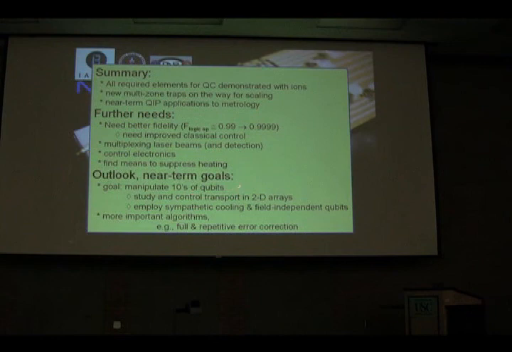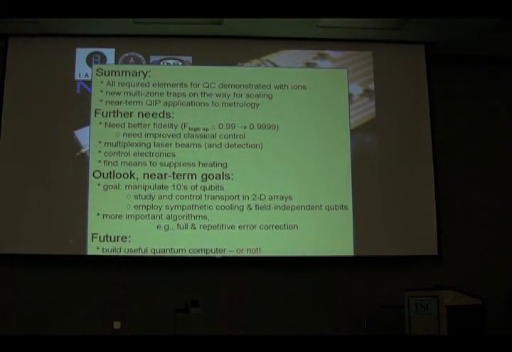So just very briefly, obviously, like everybody else, it'd be nice to get to more qubits. And as an example, maybe a nice algorithm to be able to do is full and repetitive error correction, keep a qubit alive for essentially indefinitely. And maybe we'll even make a useful device.